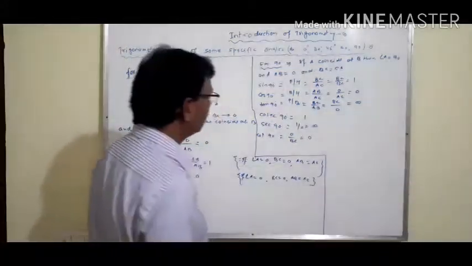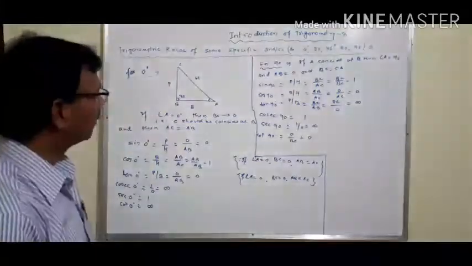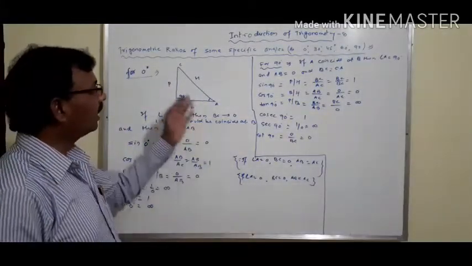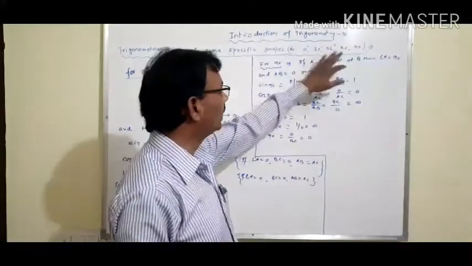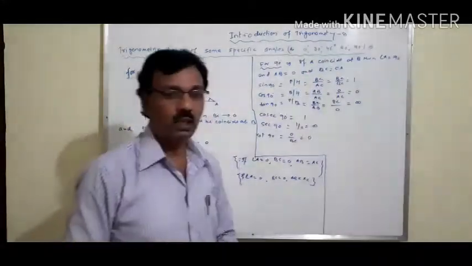Now in the next video, we will summarize all the trigonometric ratios for 0 degree, 30 degree, 45 degree, 60 degree and 90 degree.